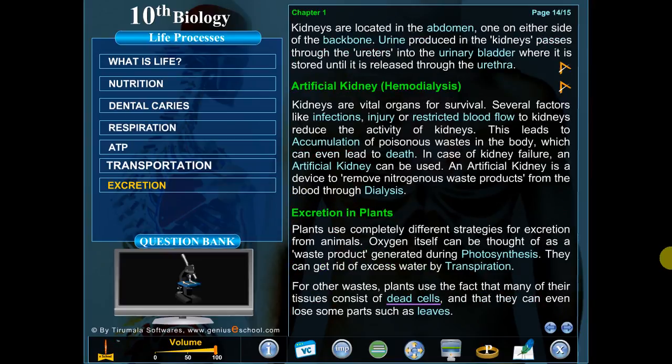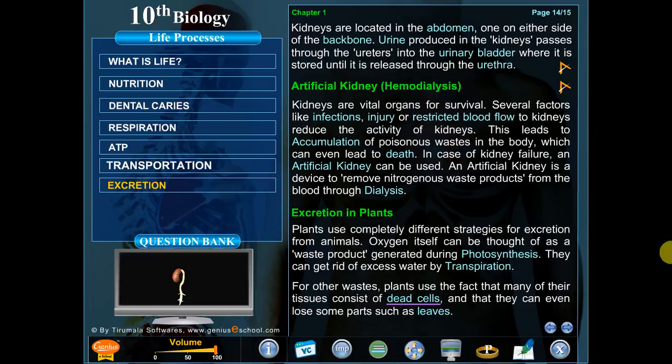Kidneys are located in the abdomen, one on either side of the backbone. Urine produced in the kidneys passes through the ureters into the urinary bladder, where it is stored until it is released through the urethra. Artificial kidneys, that is hemodialysis.